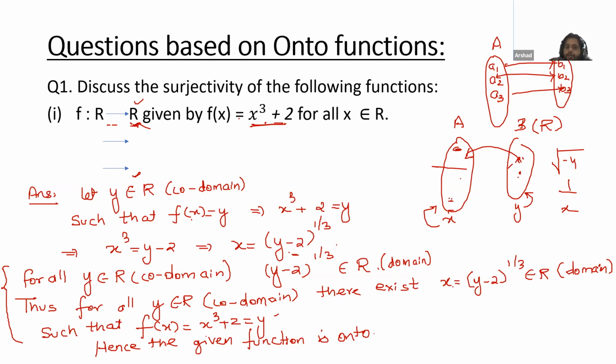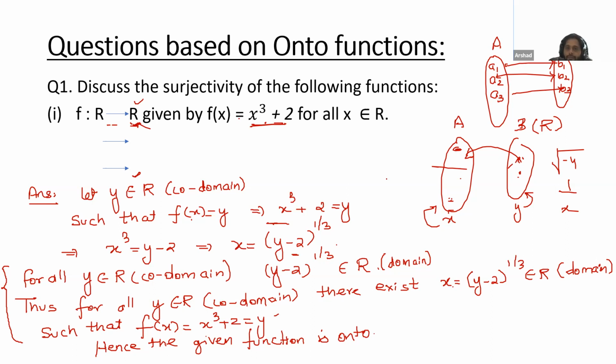Please check here. Here we do not have a square root or even power. We have the odd power, so that is fine. Nothing is there in the denominator. That's why you can put in place of y any real number. The complete expression, y minus 2 to the power 1 by 3, will always give you a real number.